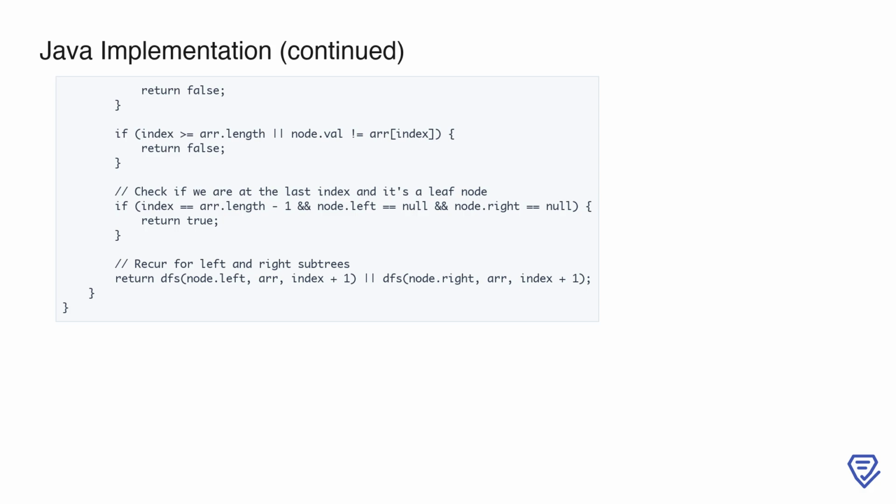After that, we check if we've reached the last index of the array and if the current node is a leaf node, meaning it has no left or right children. If both conditions are satisfied, we return true because we've found a valid sequence. Finally, we recursively call DFS for both the left and right children of the current node, incrementing the index by 1, and return true if either recursive call identifies a valid sequence.